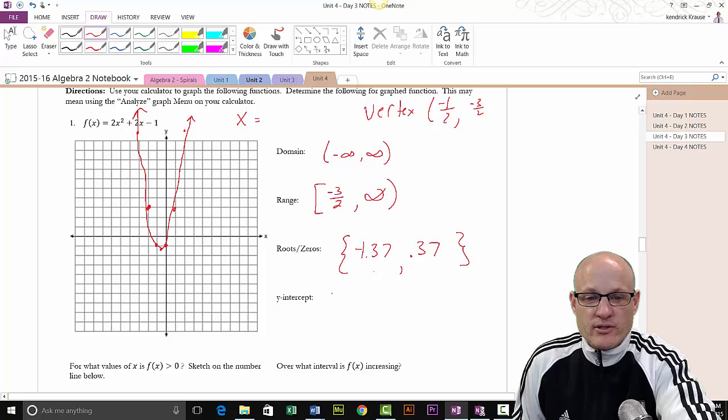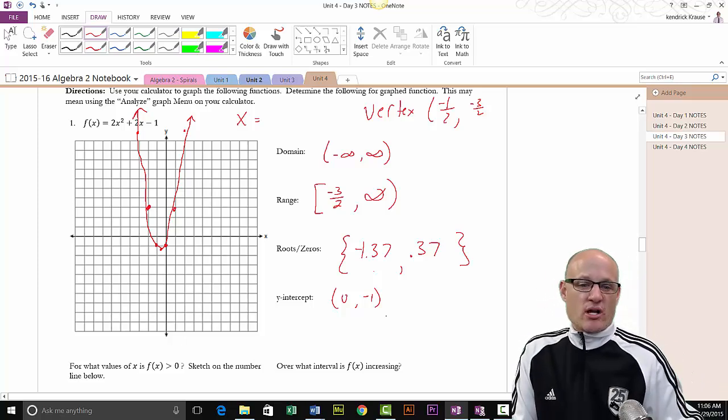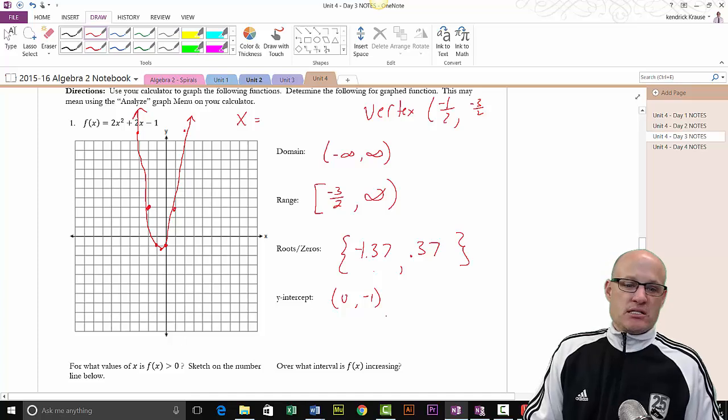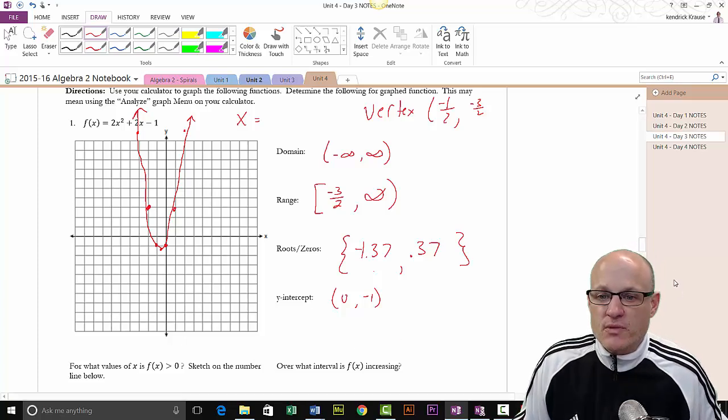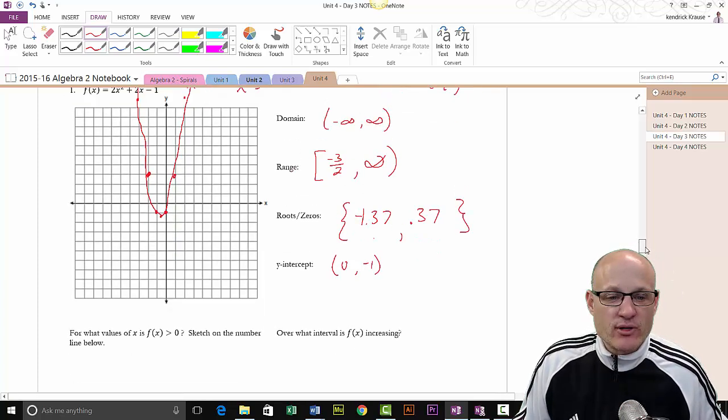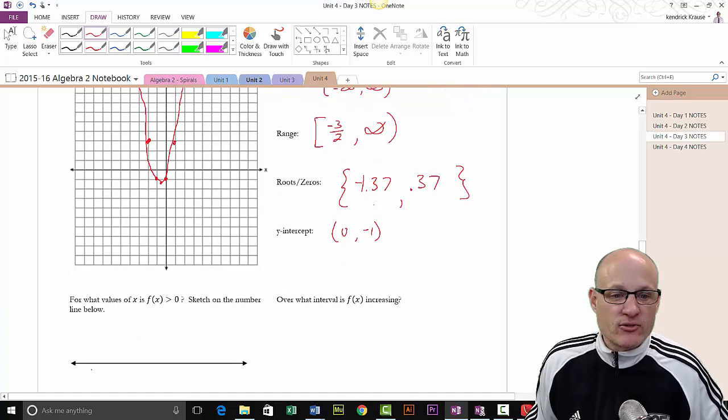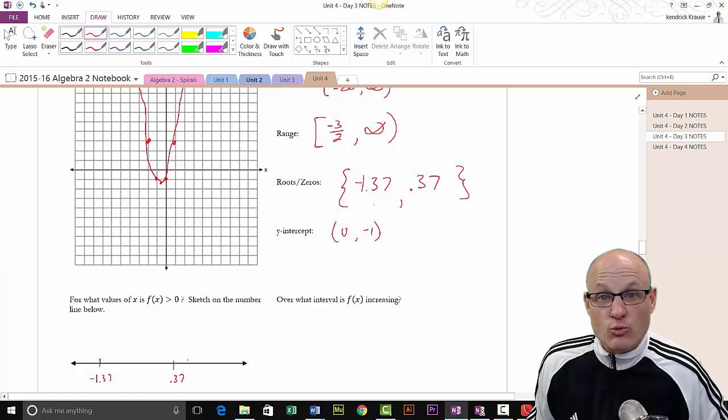My y-intercept is easy. That's just 0, negative 1. Over, for what values of x is f of x greater than 0? So it's a sketch on the number line. So again, greater than 0 means it's above the x-axis. So first of all, let's put our roots down. Our roots are at negative 1.37 and 0.37. Those are where our roots are.